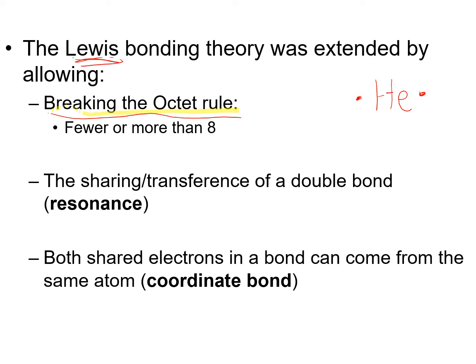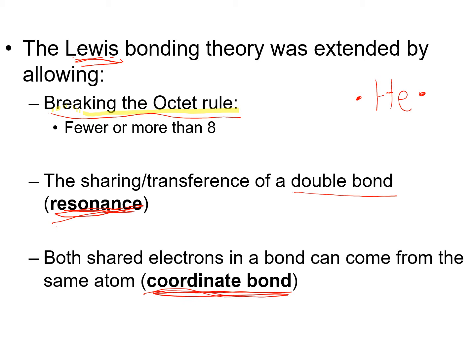Another thing that we're going to see is the sharing or transference of a double bond. So when you have a molecule that has a double bond, it may resonate or move from one location to the other. So that can happen with these Lewis structures as well. And we're going to talk about a coordinate bond as well.